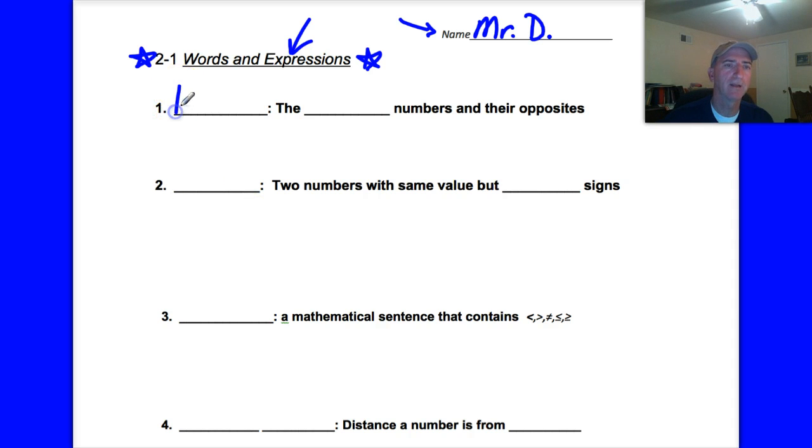Okay, first word, a very important word in math, is integer. Integer is a set of numbers, set of whole numbers and their opposites. So this is a number set we're talking about here. Integers. Okay, let's take a look at what an integer would look like.